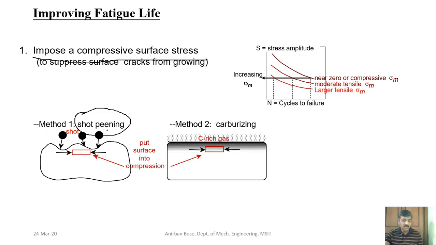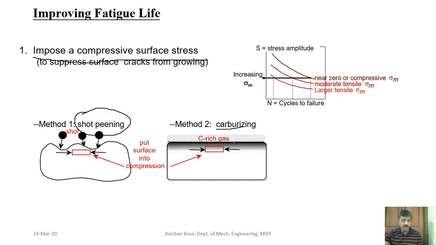This particular process is called shot peening, and by shot peening, surface modification is done so that the surface will be under compression, and that will definitely reduce the chances of crack formation or crack growth. Another one is carburizing or nitriding, that means some kind of case hardening. The samples are given a carbon-rich or nitrogen-rich gas environment at an elevated temperature, so the carbon penetrates into the material and the material becomes hard only at the surfaces, and they are under compression, and the chances of crack propagation will be less.